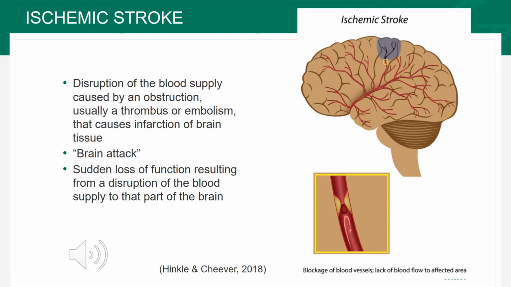It's just like a heart attack. So in the heart, when there's a clot that lodges in a vessel and the heart muscle doesn't get oxygenated, doesn't get perfused, that sudden loss of the blood supply is a heart attack. Well, in the brain, it's the same type thing. You have an infarction of the brain tissue. The tissue is dying or is dead, and then there's a loss of function because of that disruption of the blood supply to that part of the brain.